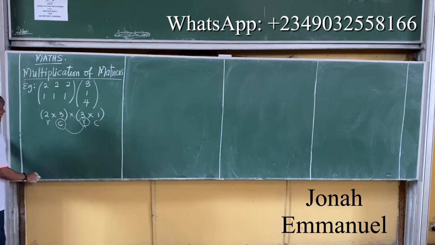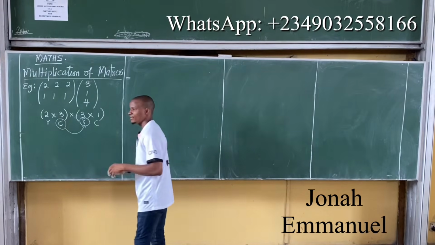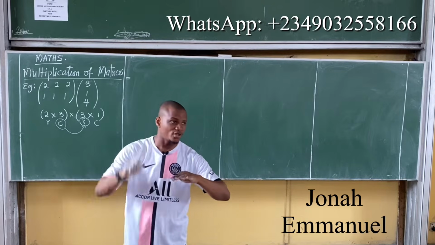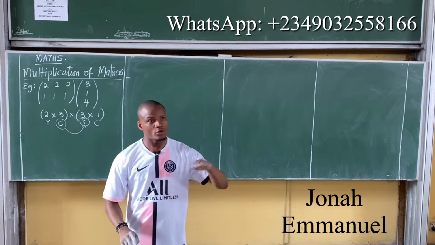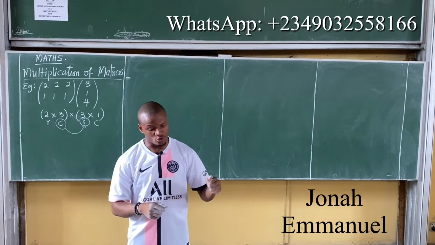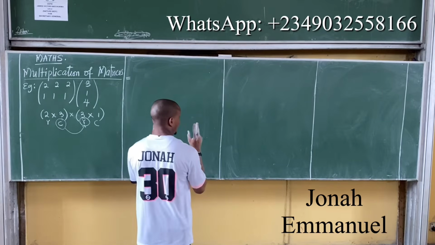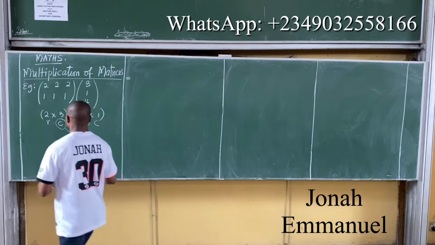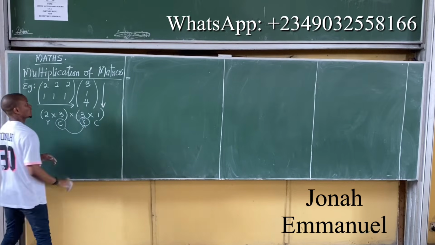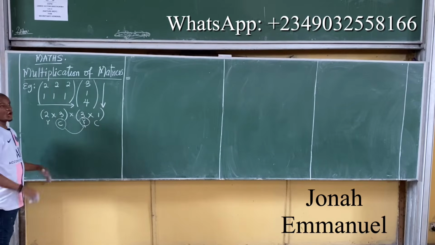So how do you multiply this? Note that when it comes to multiplying matrices, they work with the concept of row-column multiplication. Don't forget this. What does that mean? It means use the row of the first matrix to multiply the column of the second matrix. So I will use the row of the first matrix to multiply the column of the second matrix.